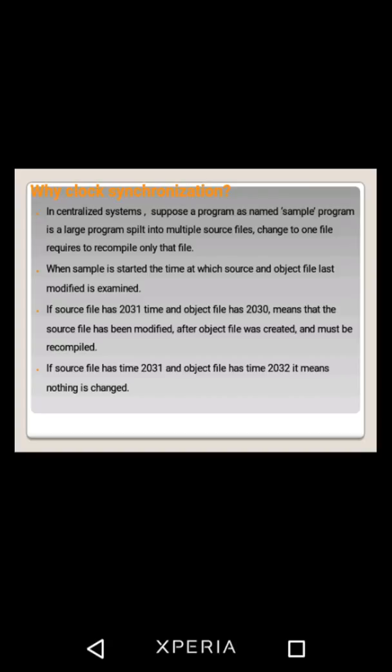If the source file has time 2031 and the object file has time 2030, it means that the source file has been changed since the object file was created, and thus the modified source file must be recompiled. On the other hand, if the source file has time 2031 and the object file has time 2032, it means that nothing is changed and nothing has to be recompiled. This was all about centralized systems.